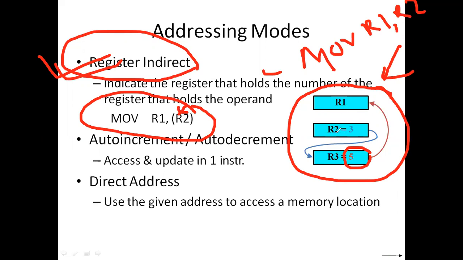Now R2 में क्या रखा है? 3. अब ये 3 value नहीं है. 3 is not the operand value. 3 is the register number. That is R3, which is containing the value of the operand. So R3 is containing what value? 5. So 5 is there in R3, and that 5 is now transferred to R1. So that's why it is known as register indirect. I hope this is clear to you.